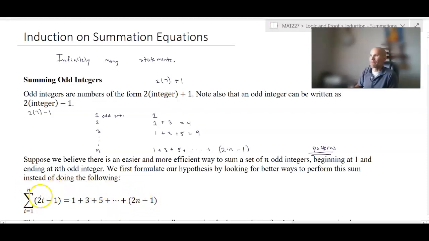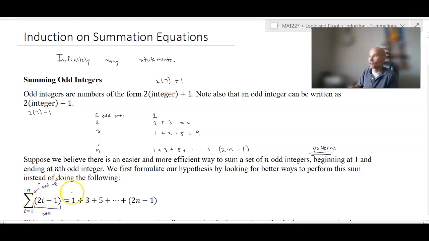And the way we compact that notationally is, instead of having to write all those plus signs, we have this summation notation. You may have seen this before. This just means add up or sum up. And we're going to add up what? Well, we're going to add up numbers of this form. Numbers of that form are odd, as long as i is an integer. And we're going to start with i equals 1.